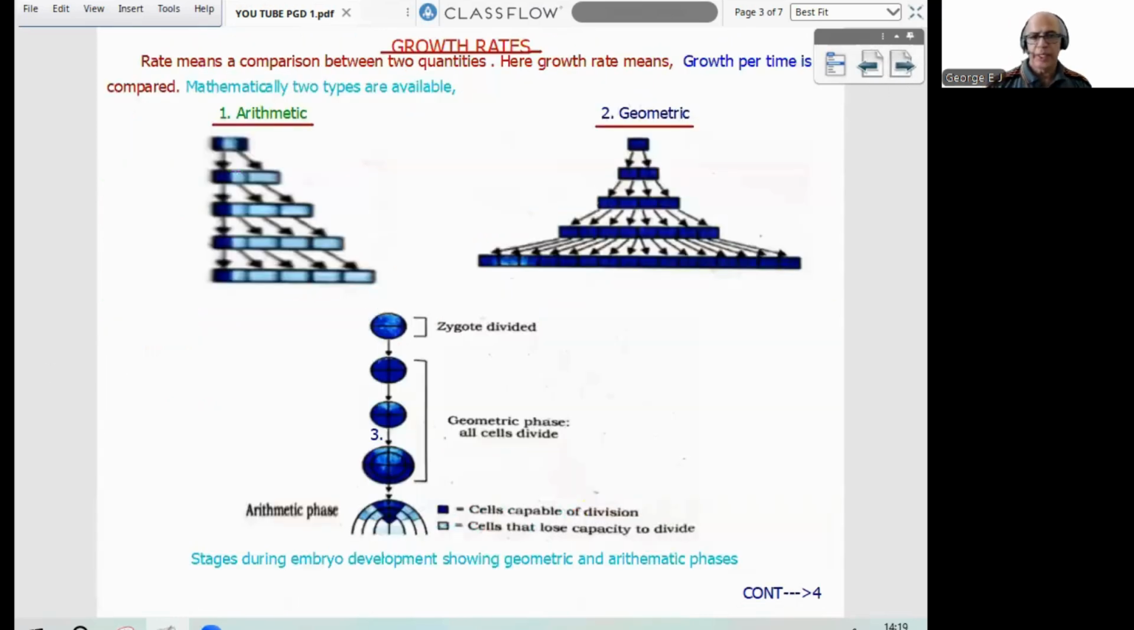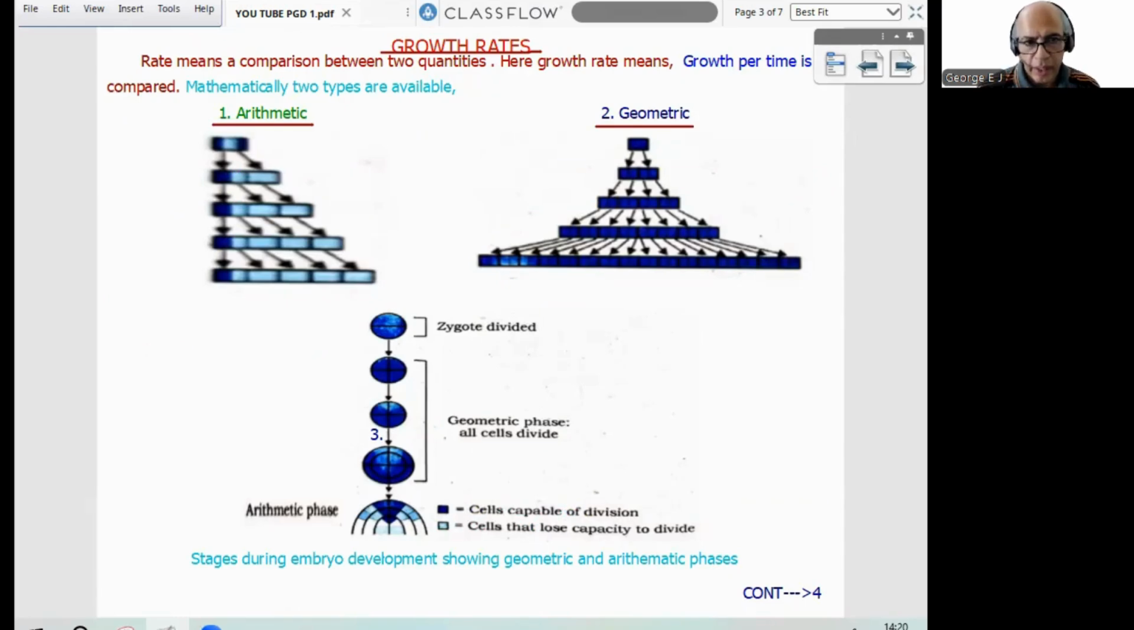Now we can proceed to the next topic, growth rates. What is meant by rate? Rate always means a comparison between two quantities. Here growth rate means growth per time is compared. So growth and time are compared. Mathematically, two types are available: arithmetic growth and geometric growth. All these three diagrams belong to NCERT.